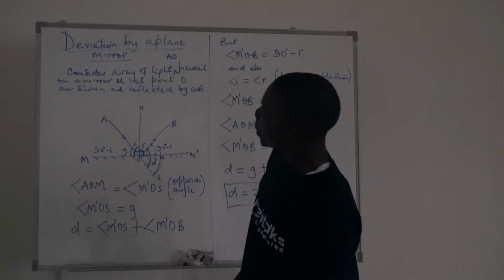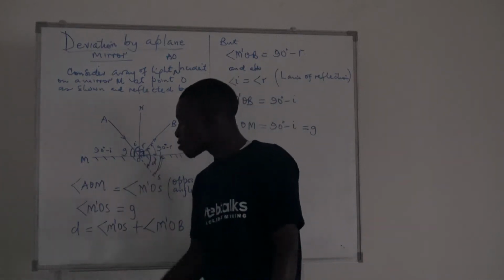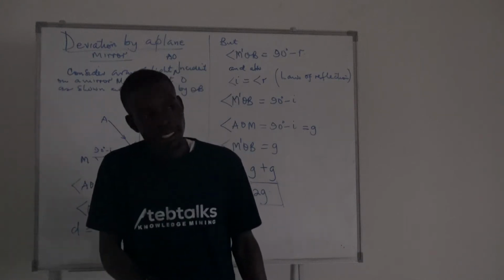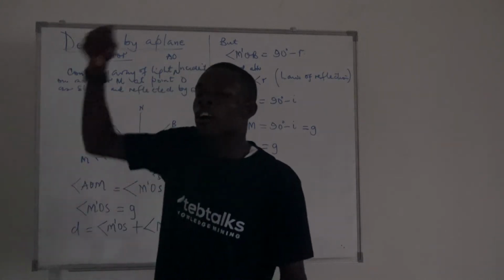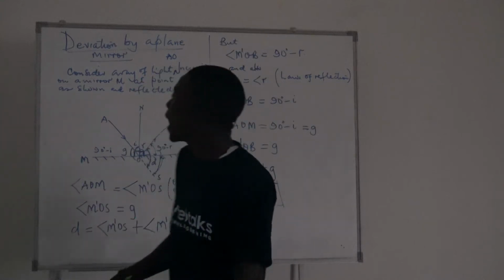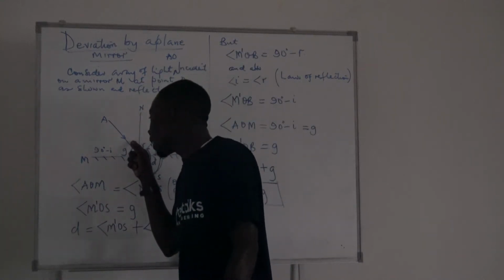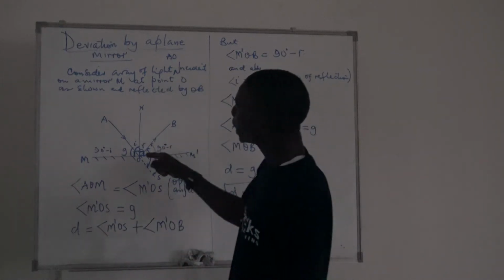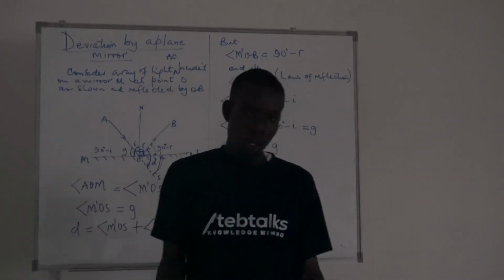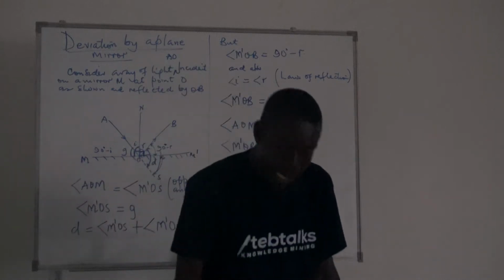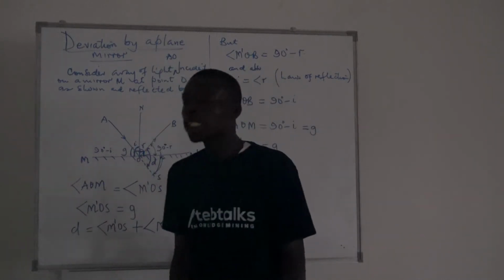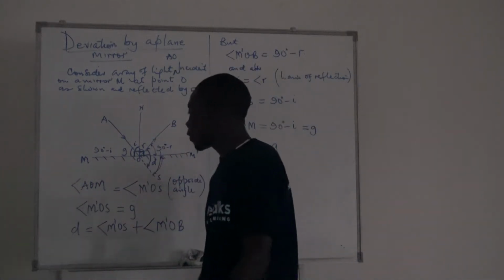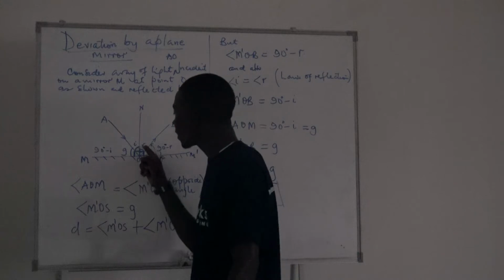And then we said at the beginning that if the ray is incident on a given surface, the angle between that incident ray and the normal is the angle of incidence. Is that okay? Angle of incidence. And then when it is reflected, the angle between the reflected ray and the normal is the angle of reflection. Is that okay? And we denoted it as R.